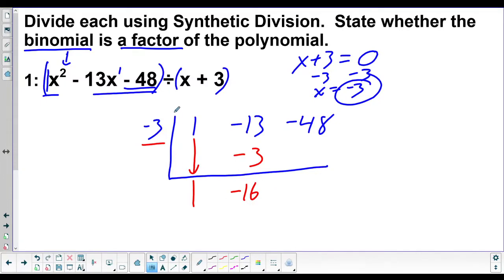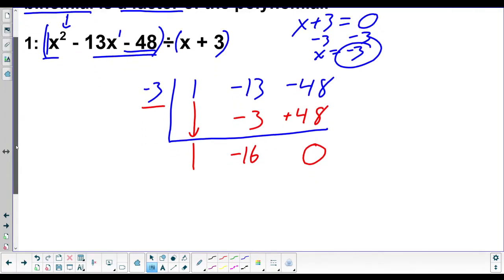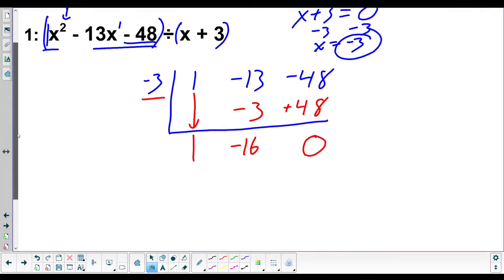Now this number is under the L, so we multiply it to the outside number again. So negative 3 times negative 16 is positive 48. Now this is positive, so we do add. Negative 48 plus 48 is 0. Okay, here's what we're going to do. These are just numbers. This is not quite your answer.